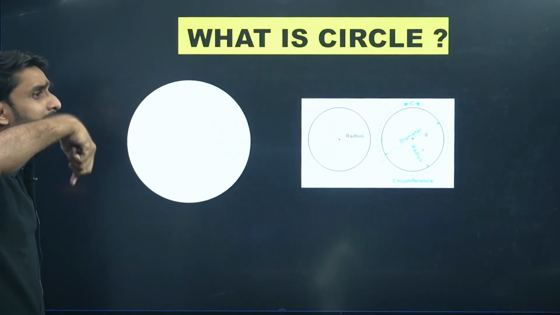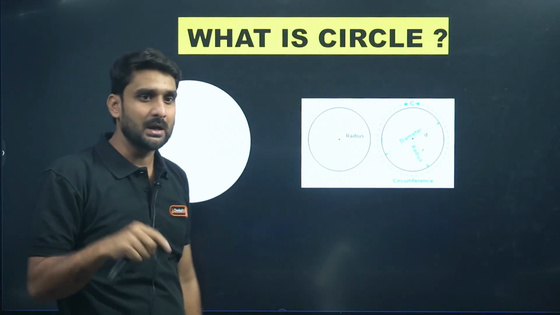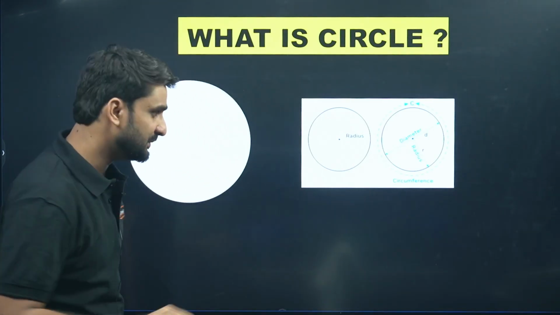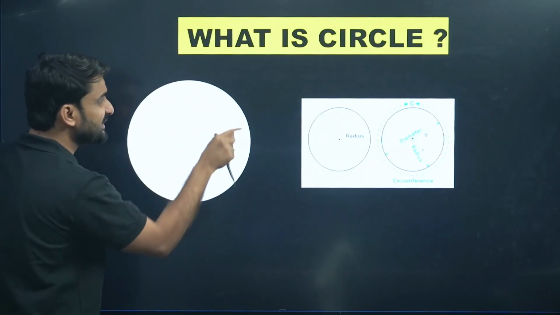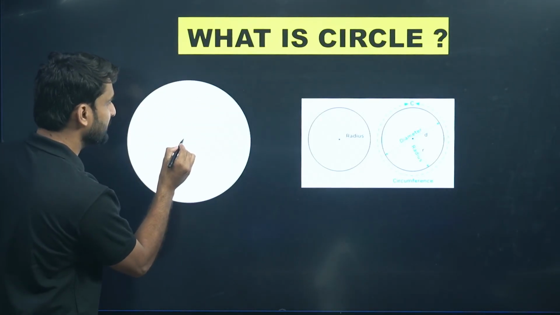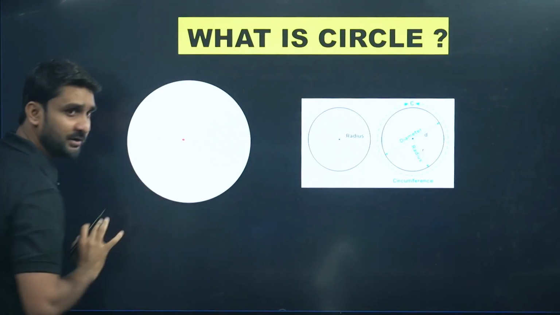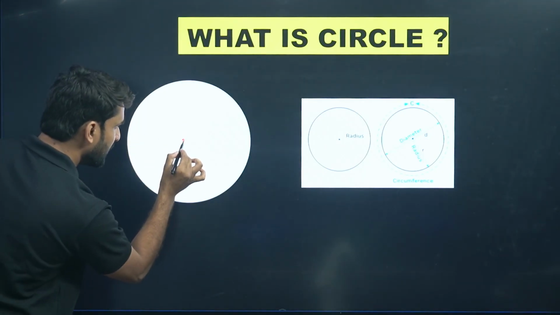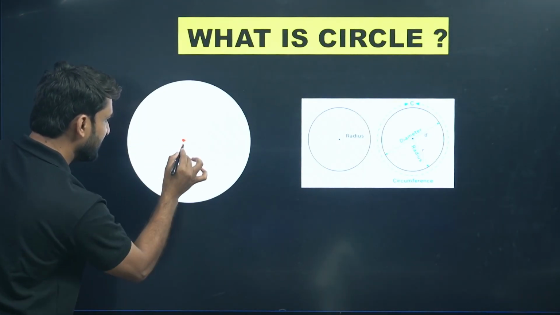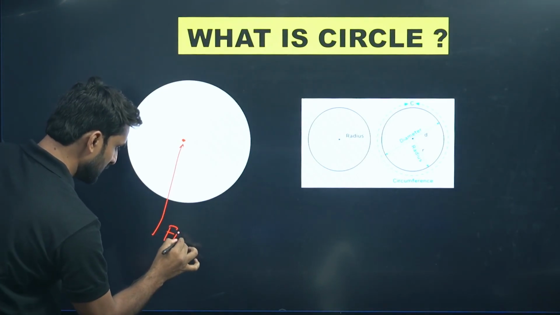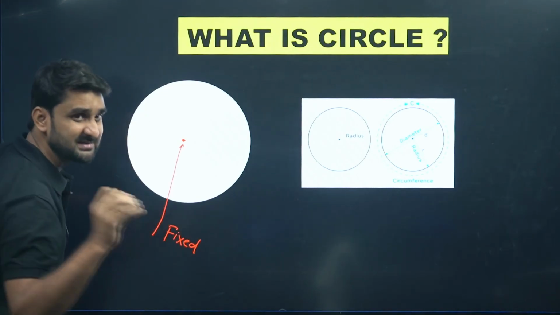The complete bounded region whose distances from a fixed point. Let's say this is a fixed point. I am marking a dot here, and I am calling this a fixed point. Later on, this fixed point will be called the center.